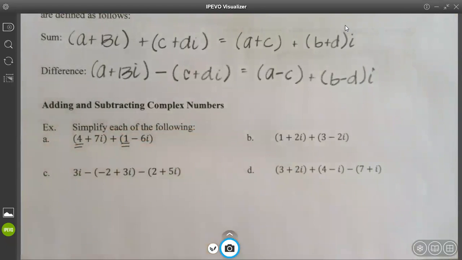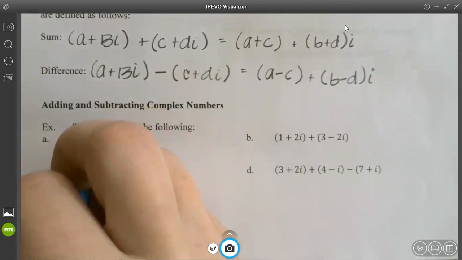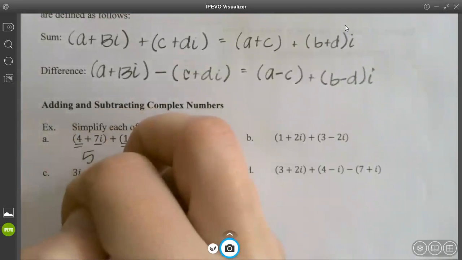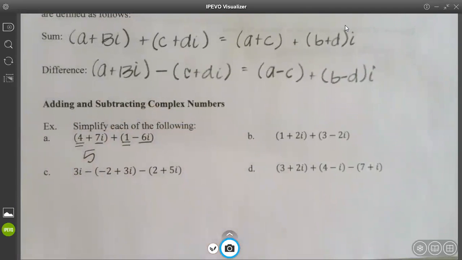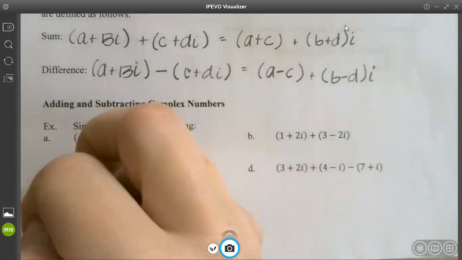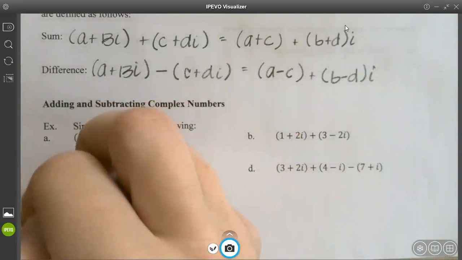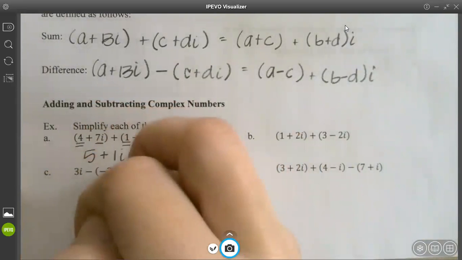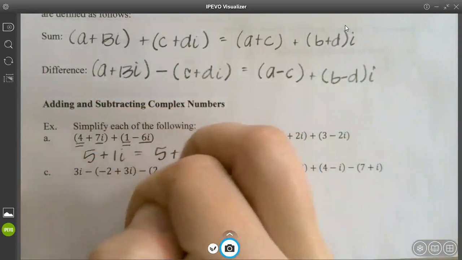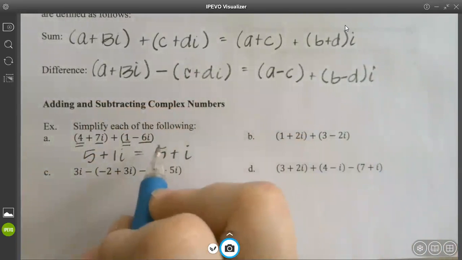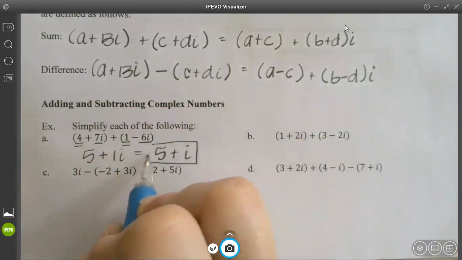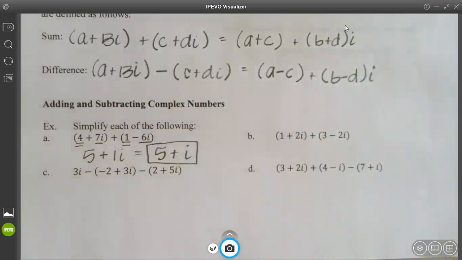So when we're adding, we're going to add the real parts. So like terms, this is just like having an x on here. 4 plus 1 is 5. And then you're going to add, again, the i terms. 7 plus -6, or just 5 plus i. Treat the i just like an x. One more time, treat the i just like an x.